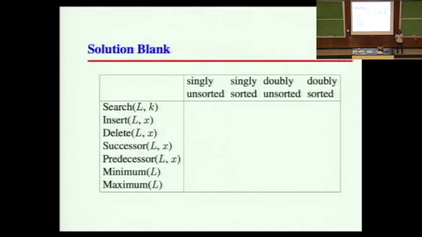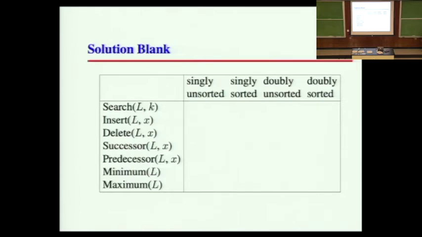Is that clear? So if you're inserting in a sorted linked list, there's some sort of order that you have to maintain, so you can't put your element wherever you want. You actually have to traverse the linked list, which makes it order n. What about inserting in a doubly unsorted?